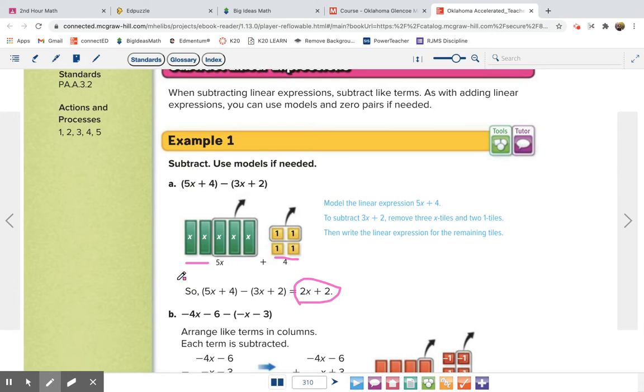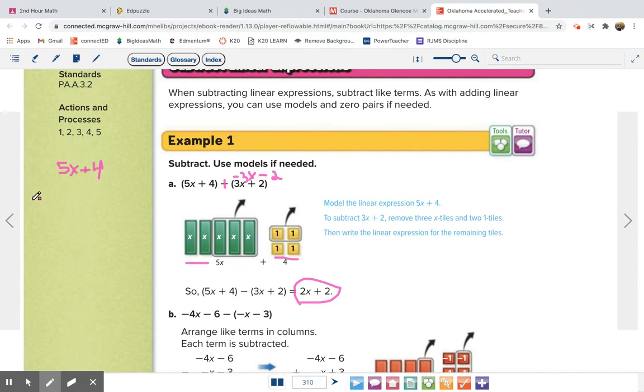Now, how we actually solve that is just like when we were adding, we're going to line it up. 5x plus 4. Okay, keep, change, change. So you're going to keep everything in the first parentheses the same. So that's your first keep. Change is going to be the sign between them, so it's now going to become an addition problem. And then change the second parentheses. That means everything inside that second parentheses, the signs will change. Since that's a positive 3x, it's going to become negative 3x. And since that's a positive 2, it's now going to become negative 2.